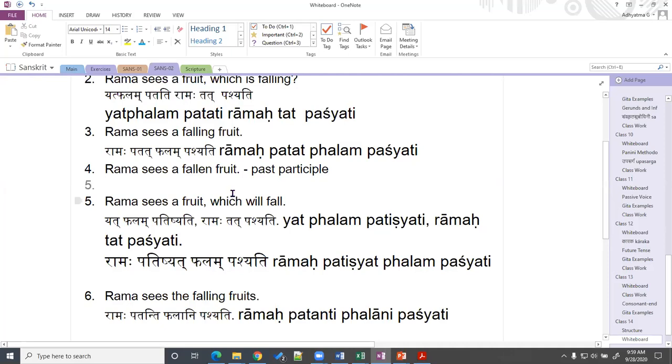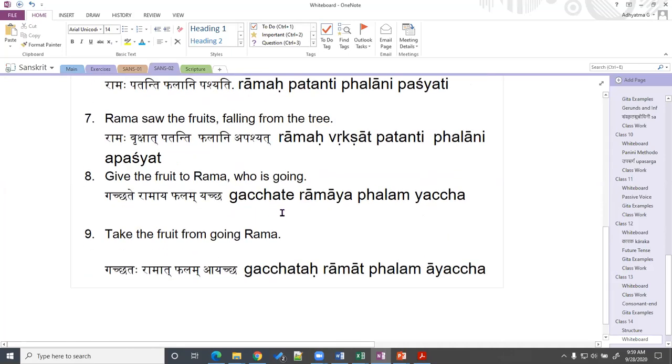No translation of who is, number 8. So this is the sentence here, give the fruits to Rama who is going. So the person is asking, we have not translated who is, because I used the participle way to translate. I can also make the yat-tat sentence. Then you will say, if you have to make it a yat-tat sentence, you will say yaha, either you can say yaha gacchati or yaha Ramaha gacchati.